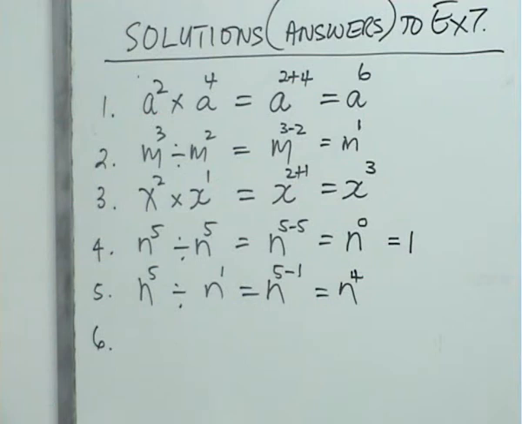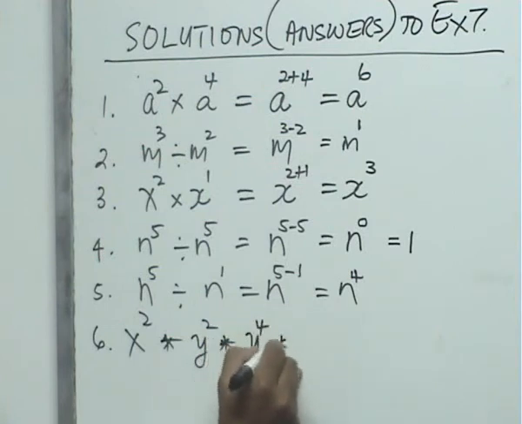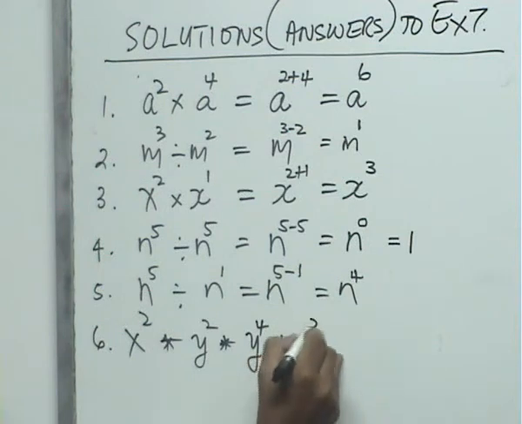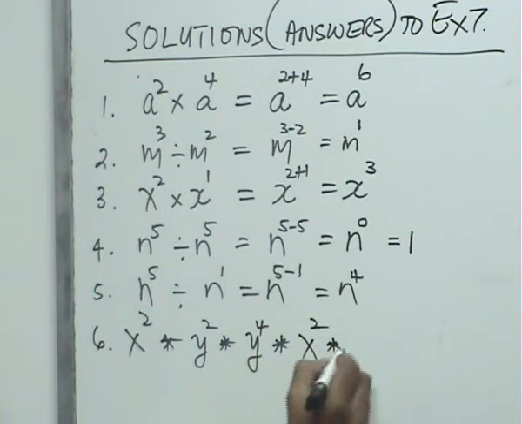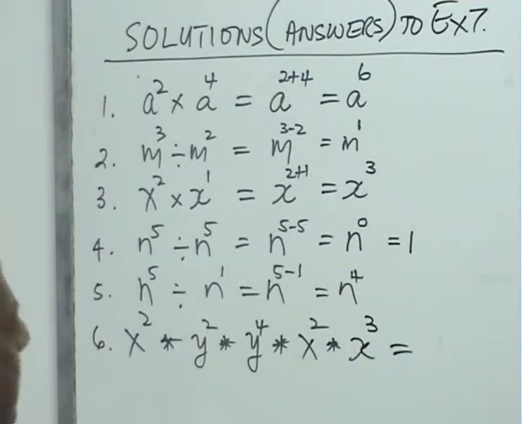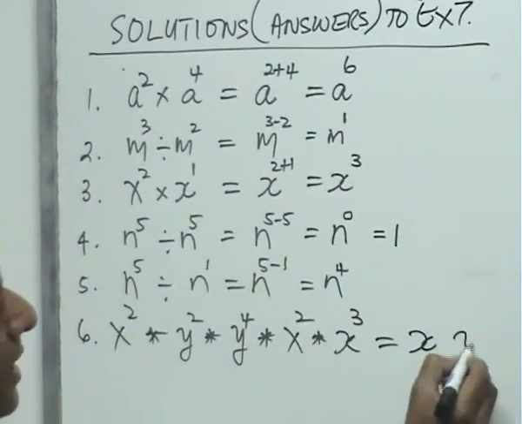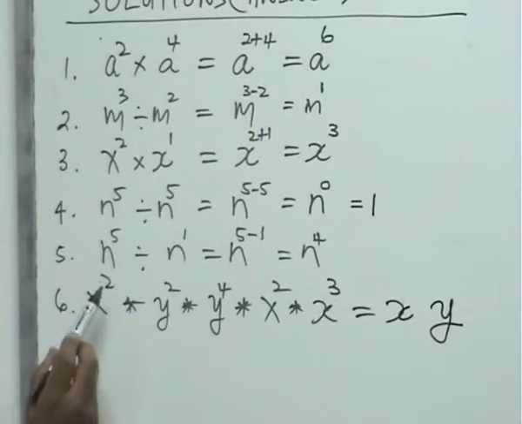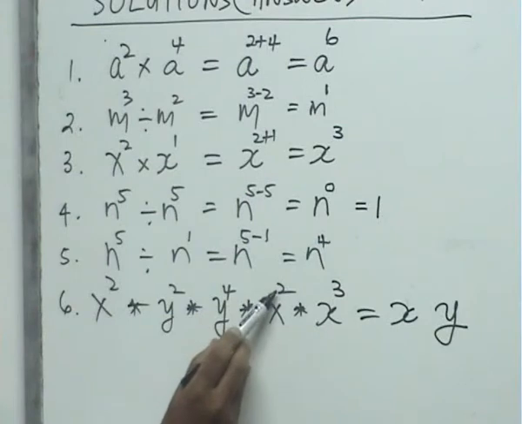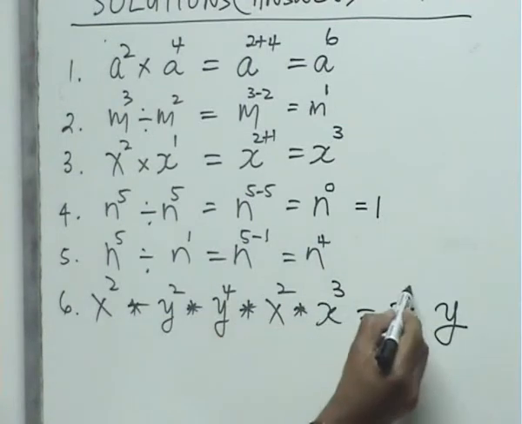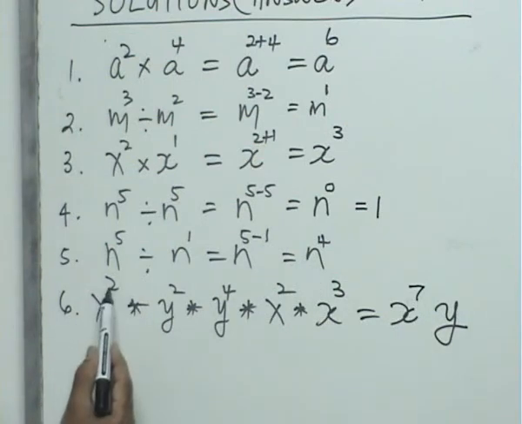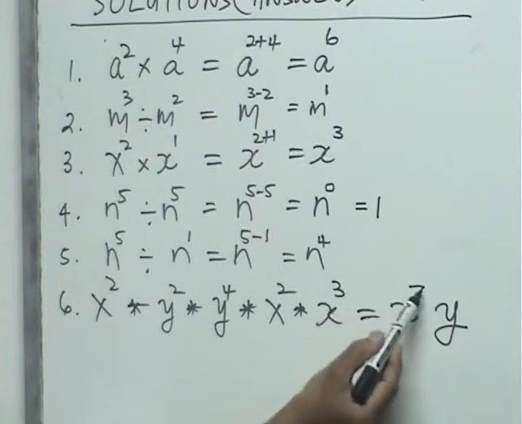Number 6, you've got x squared times y squared times y to the 4 times x squared times x cubed. So you've got different bases here. So there's x and there's y. So you write down x and you write down the y. Now you add for the x's. 2 plus 2, 4 plus 3, 7. So I just write the final answer. I'll repeat. 2 plus 2, 4 plus 3, 7.